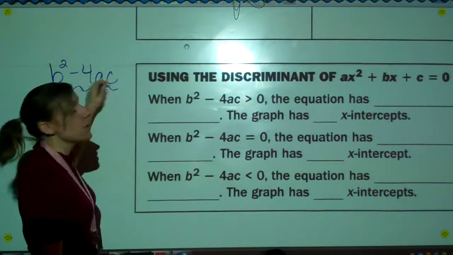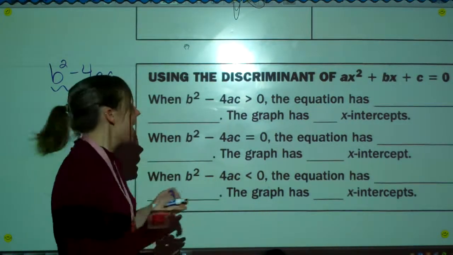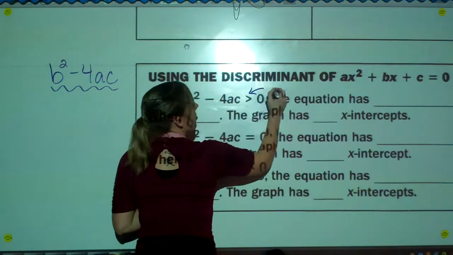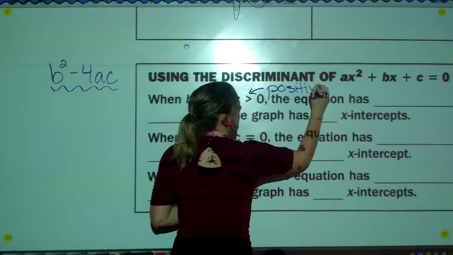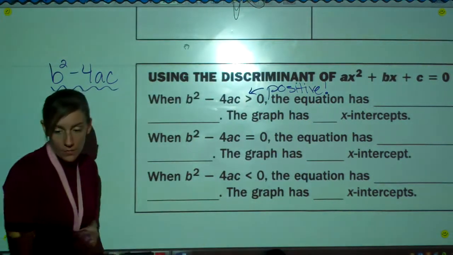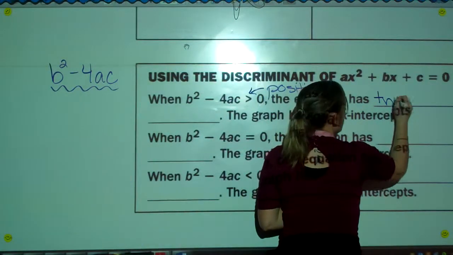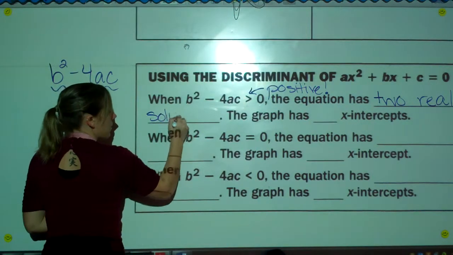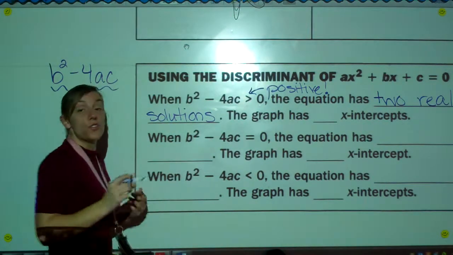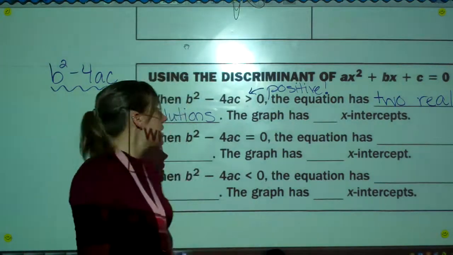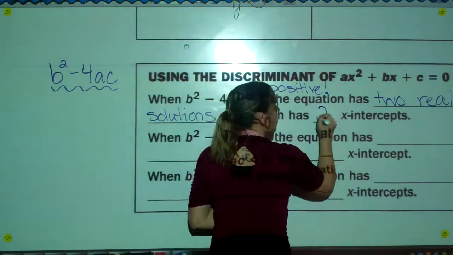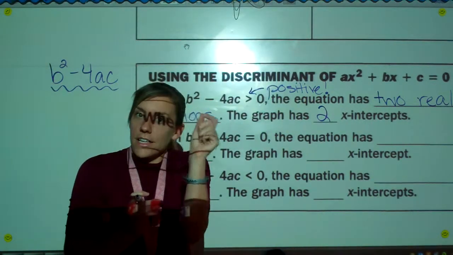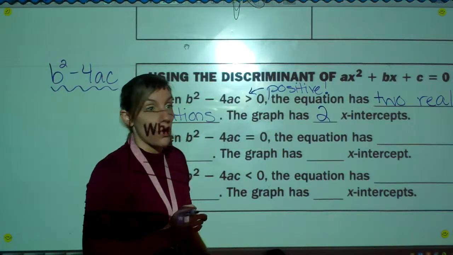So if you plug a, b, and c in, and you get a number bigger than 0, so that means it is positive. If you get a positive number, then it has 2 real solutions. Okay, then you can square root it. It will cross the x-axis. The graph has 2 x-intercepts. It crosses the x-axis. It might not be an exact number, like an integer, but it will cross, okay?